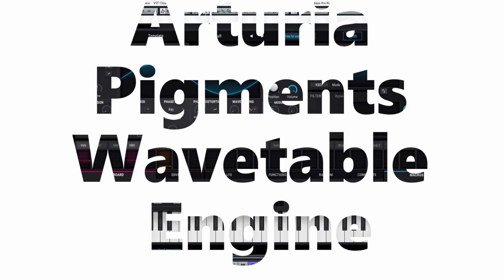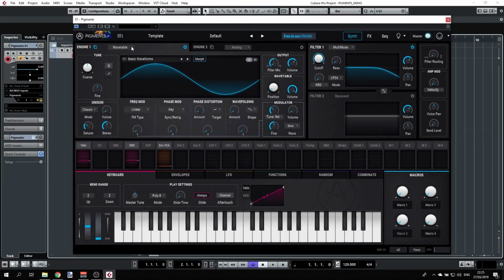Now let's explore the wavetable engine. So I'm making sure first that I'm on the wavetable, checking that I'm not using the analog or engine 2 at this point. And for the record, I'm just using the default preset just so we have something very simple to work with. So it's going to be a very basic sound.